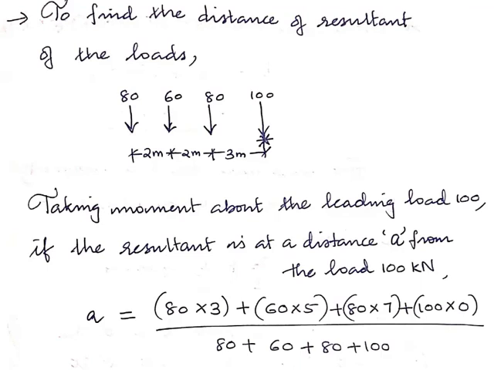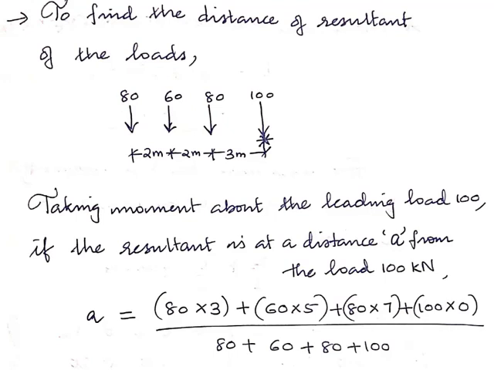So if the resultant of all the loads is at a distance a from the load 100 kilonewton, if the resultant is at a distance a from this load, and take the moment about this point, this load, take the moment about this point in the entire combination.